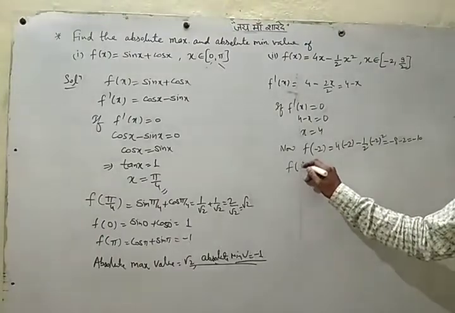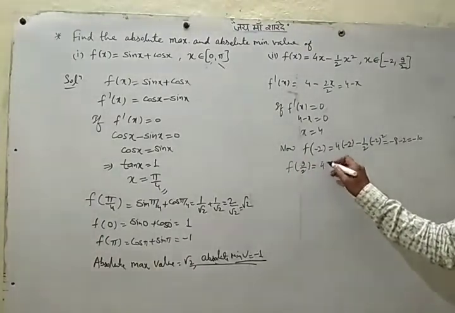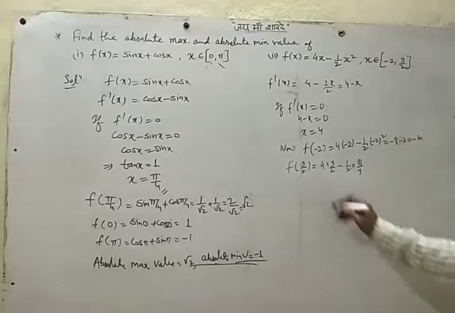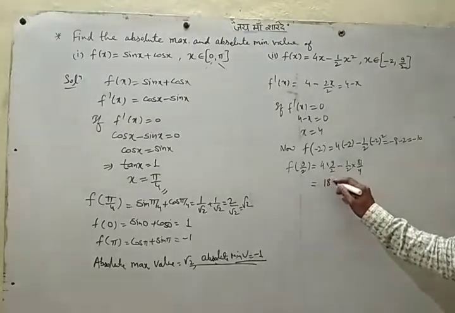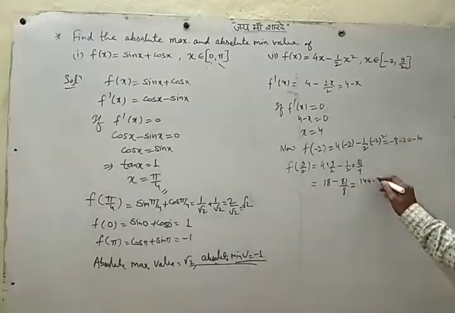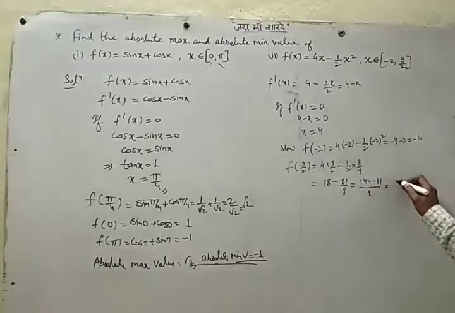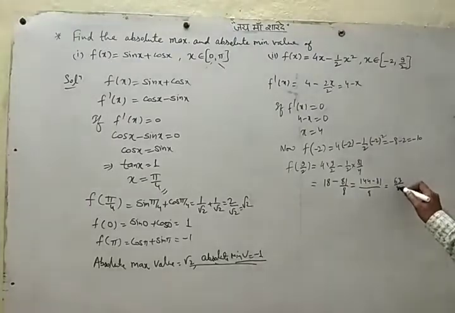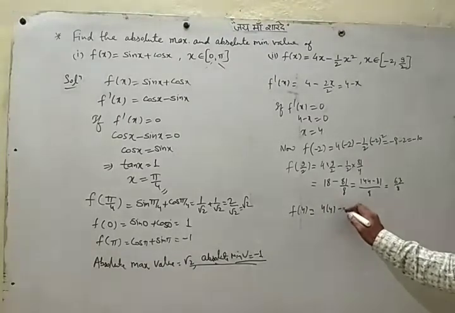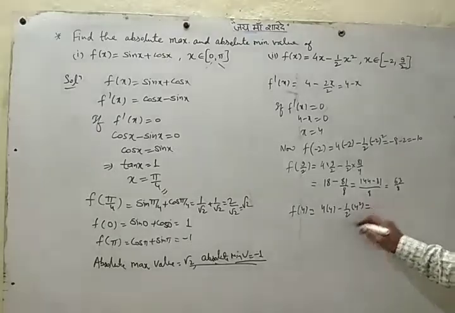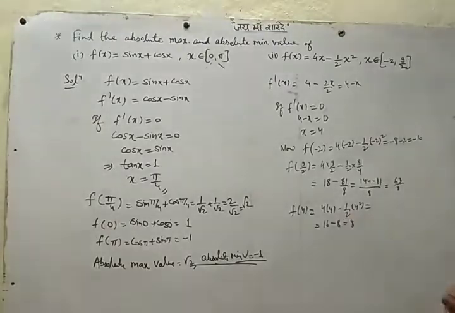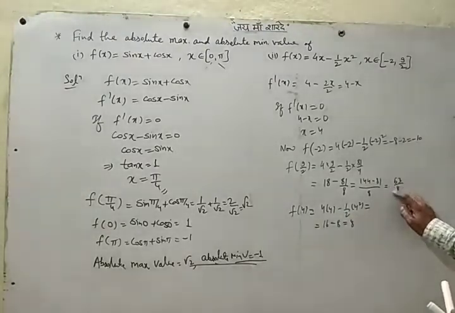Then f of 9 by 2, so 4 times 9 by 2 minus half times 9 by 2 square, meaning 81 by 4. So it is 18 minus 81 by 8. Taking the LCM, 18 times 8 is 144, minus 81 upon 8. That will give you 63 by 8. Then f of 4 is 4 into 4 minus half times 4 square. So it will give you 16 minus 16 by 2, that is 8. So here we have minus 10, 63 by 8 and 8.